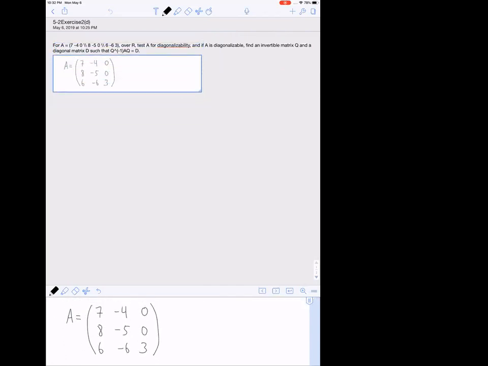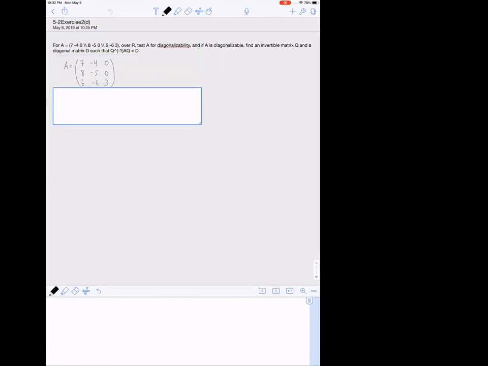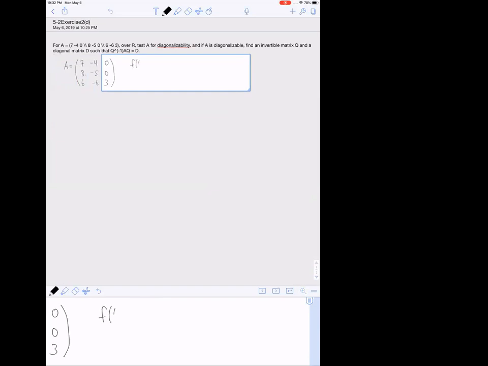All right, so here's our matrix A, and in order to test for diagonalizability, we need to first figure out the characteristic polynomial and determine whether or not it splits. And if it doesn't split, then we're done. We already know that A is not diagonalizable. If it does split, then we need to look at the multiplicities of each of the associated eigenvalues and determine whether or not those match the dimensions of the associated eigenspaces. So let's begin. Let's calculate the characteristic polynomial of A.